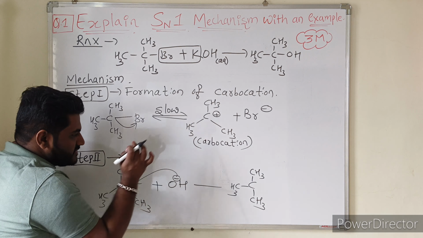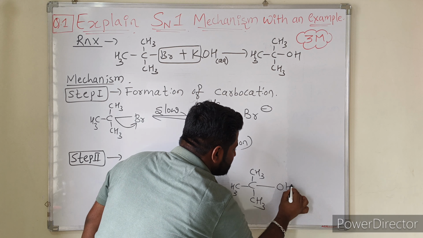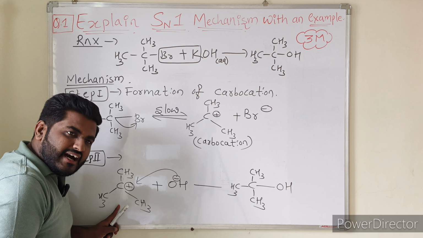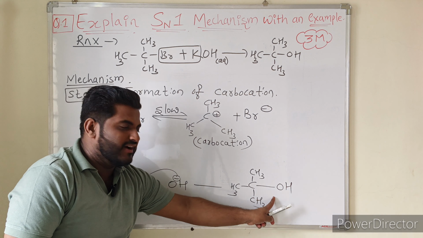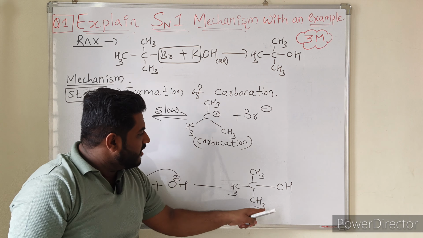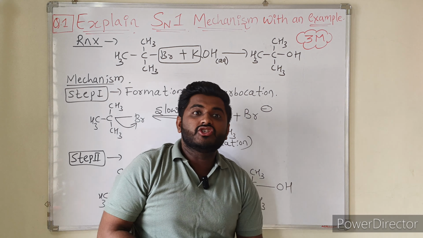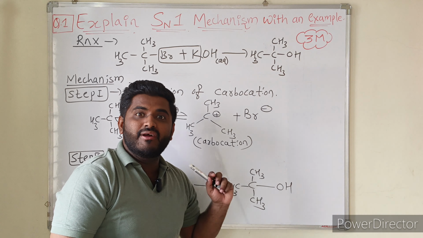Now what is there? OH is going to attach to carbon like this. Now this is carbocation. This is tertiary butyl alcohol. Which is more stable? This one. How do you know, sir, this is stable? Because this is not having any charge. So clearly this is a stable compound.